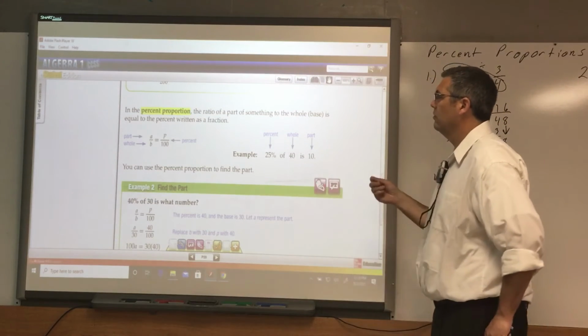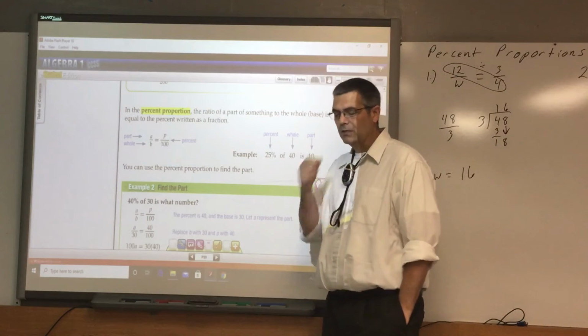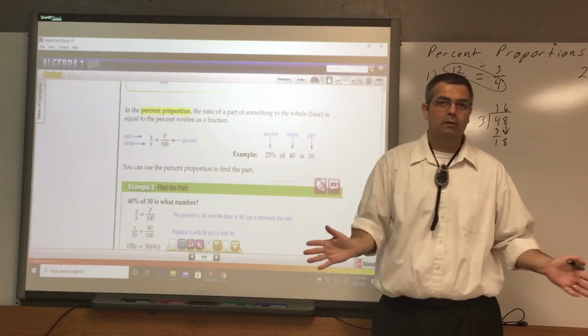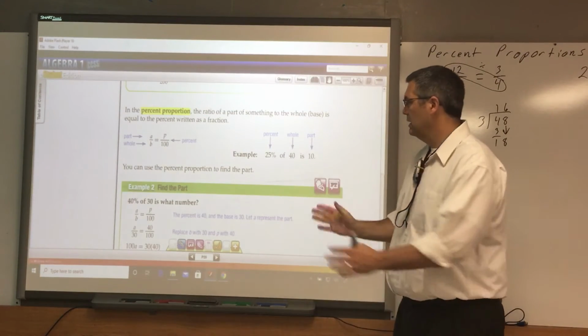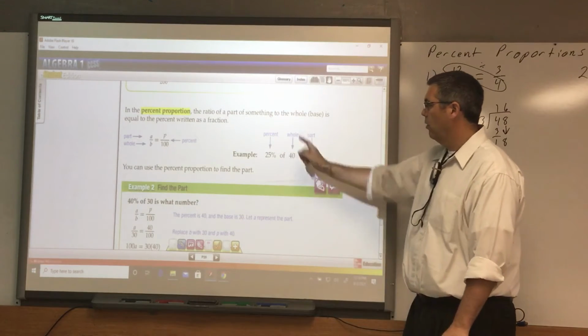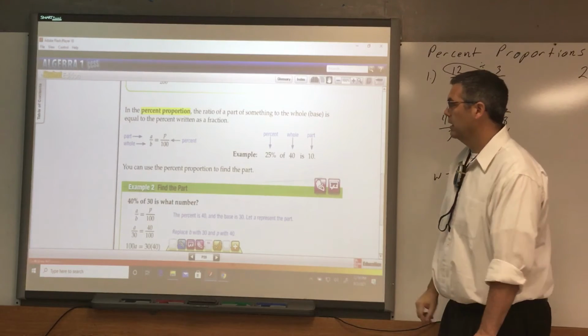Percent proportion is the ratio of a part of something to the whole is equal to the percent written as a fraction. It's the is of statements. You guys have seen this since you were like in 6th grade. Is of. Percent of the whole is the part. That's what we're looking at.